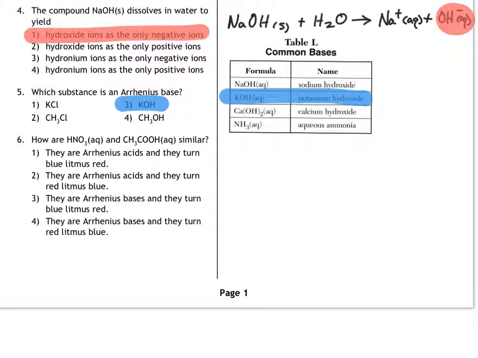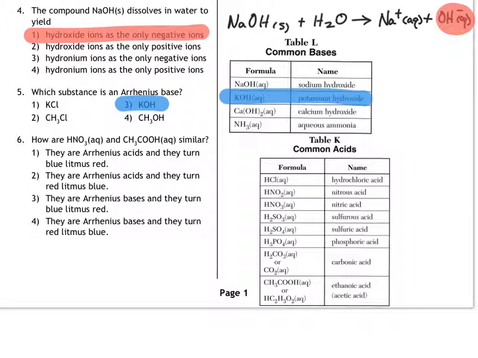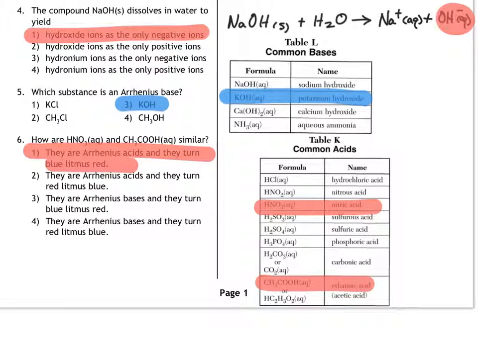How are HNO3 and CH3COOH similar? Let's check table K. One of the things I can discover about HNO3 and CH3COOH is that they are both acids on table K. So they are Arrhenius acids, and they would turn blue litmus red. Just for interest, there's a similar answer below that says red litmus blue. Actually, only bases can turn red litmus blue. That's why I chose 1.